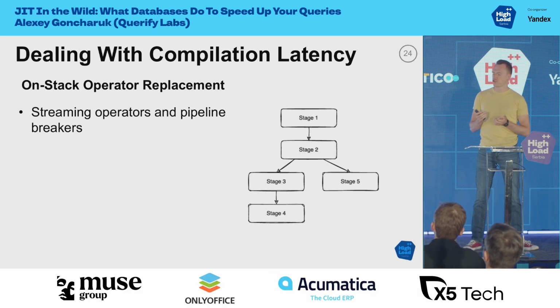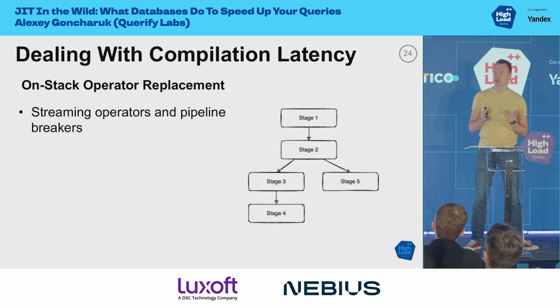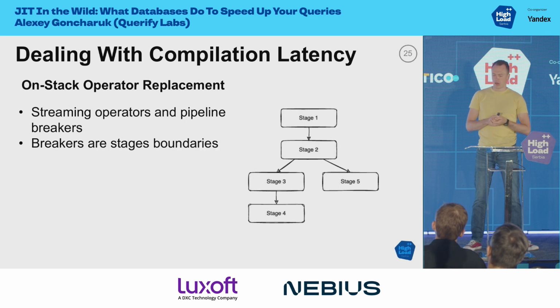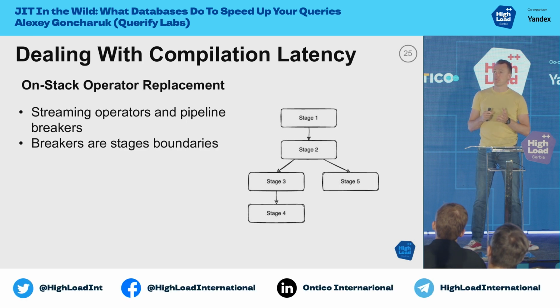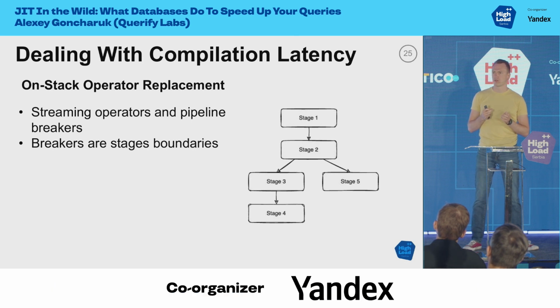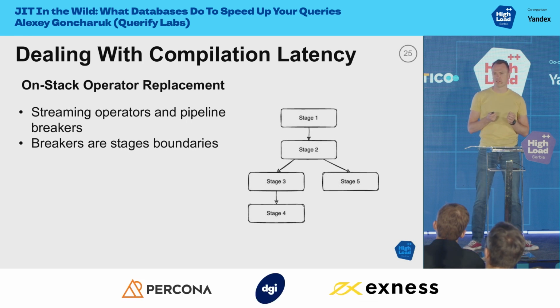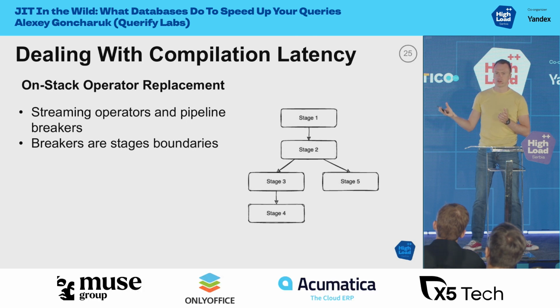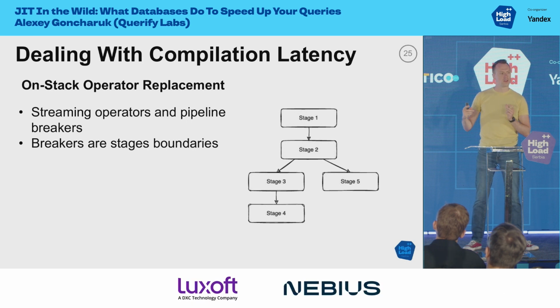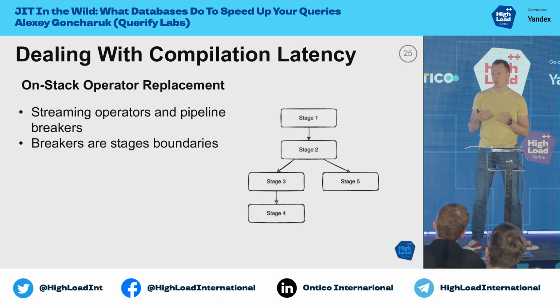And to understand this optimization, we need to know about streaming operators and pipeline breakers. A streaming operator essentially does not have any internal state, or the state may be dropped on request. An example of a streaming operator is project and filter. When a batch of data comes into, for example, project, we compute the expressions and we emit a batch of the same size.